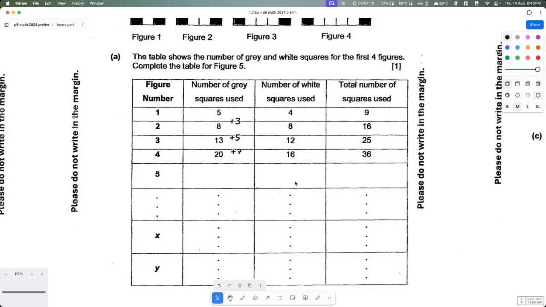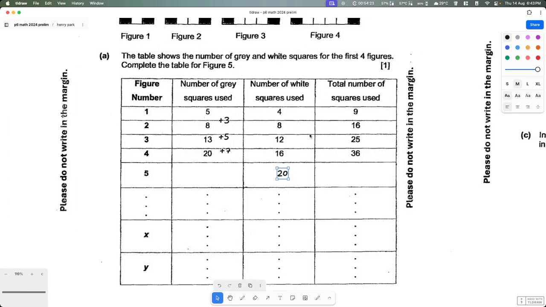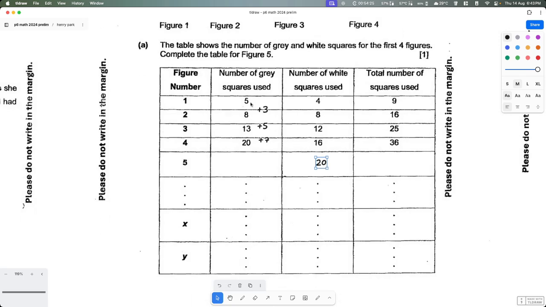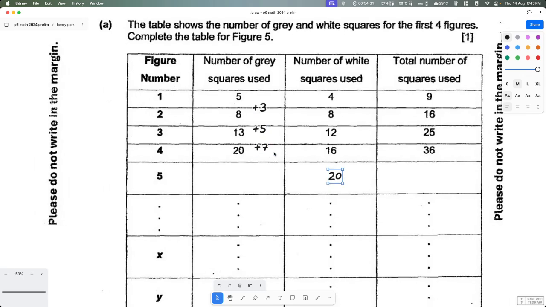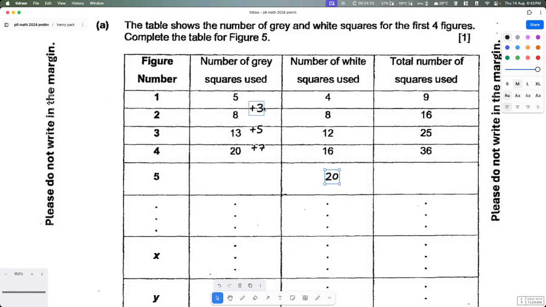So 4, 8, 12, 16, then the next one is 20. Okay, pretty straightforward. This one, nothing new. Right, for the number of gray squares is a bit different. Right, 5 plus 8, so 3, 5, 7. That's what I see over here.